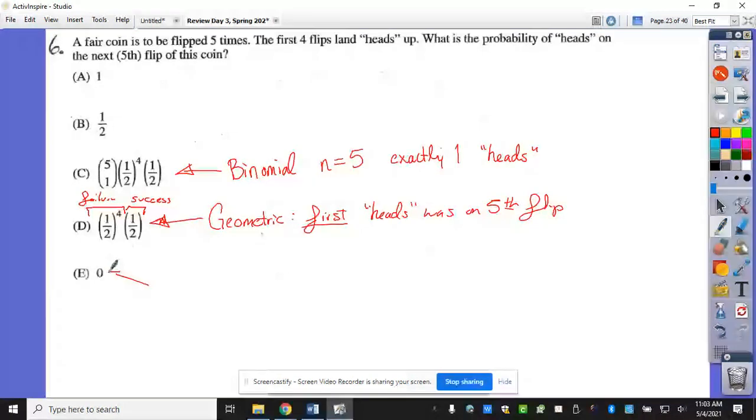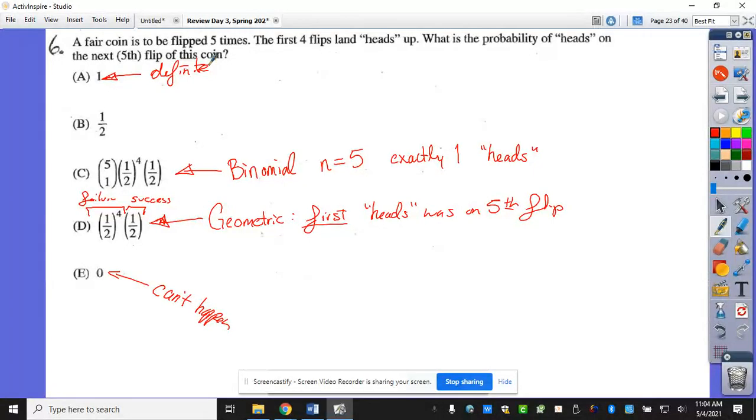What does the probability of 0 mean? Just in general. Can't happen, impossible. What does probability of 1 mean? Definitely gonna happen.